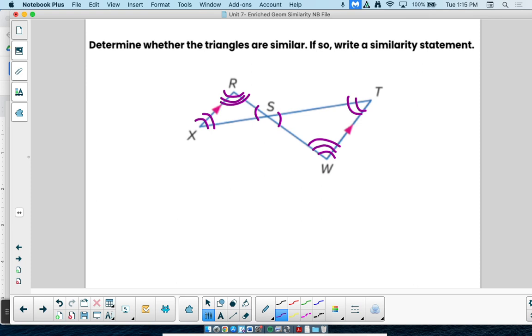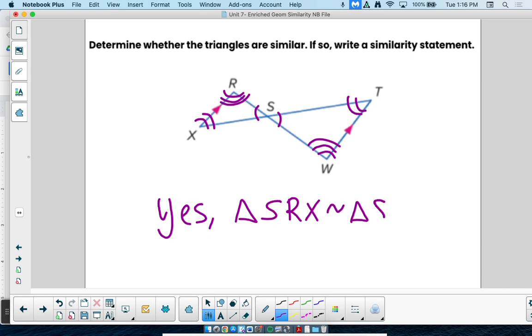If two are congruent, we're already good. So again, we're going to say yes. Now the similarity statement. What matches S and the other guy on the right? SWT. Perfect. Looking good.